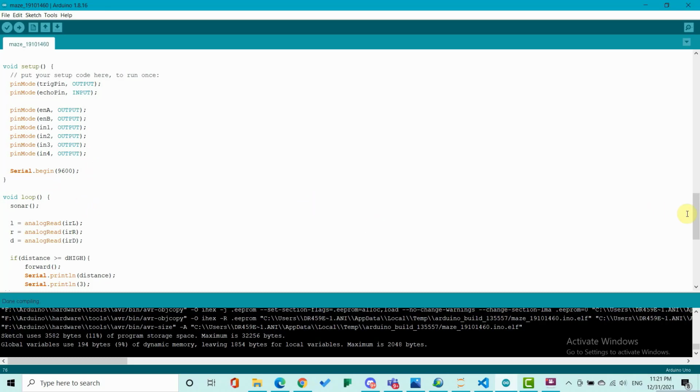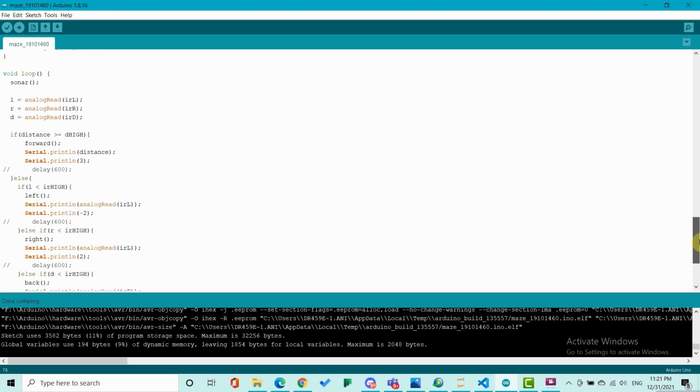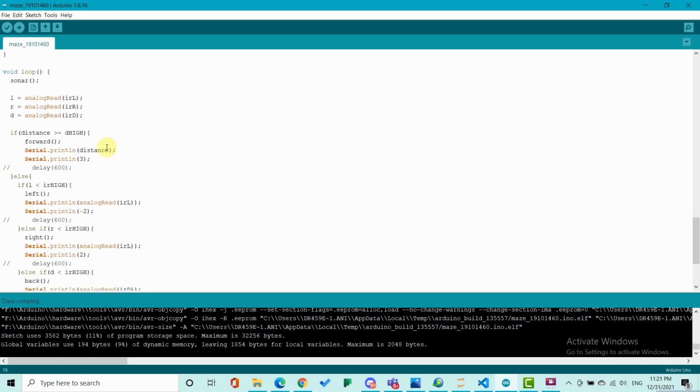Now moving into the loop part, the first line is sonar, which is a sonar function. The L, R, D values indicate the leftward, rightward and backward movement of the agent. So now it's time for the if else. If distance is higher than the D high threshold, then it will move forward, and the serial print indicates forward movement of the agent. If the L is lower than the IR high threshold, then it will move to the left and the value will be -2.